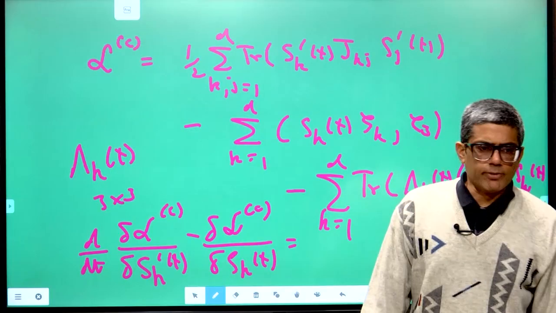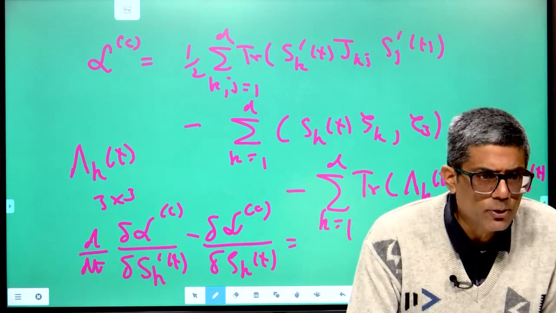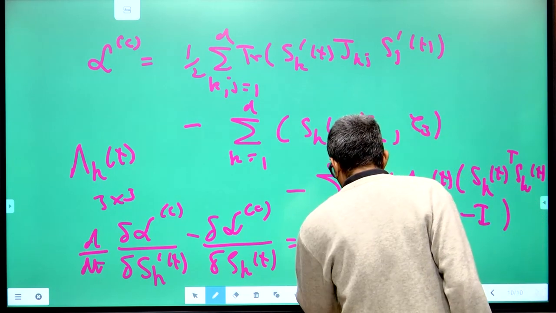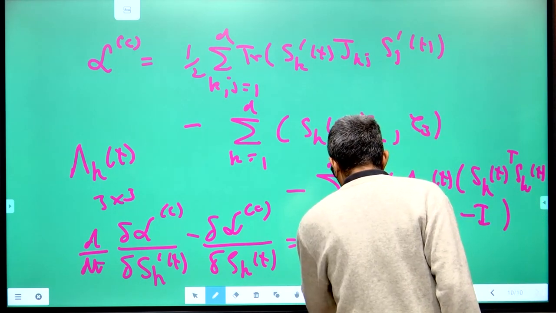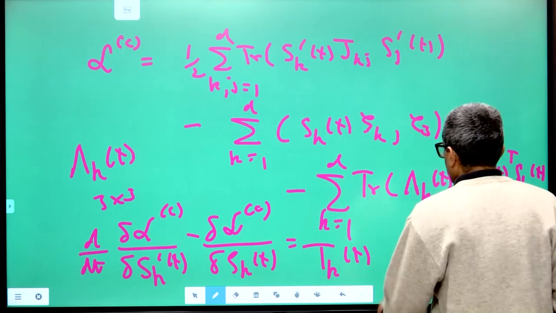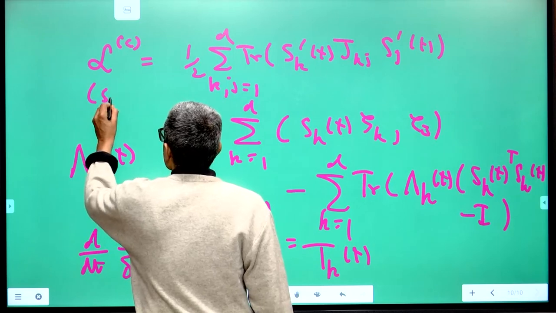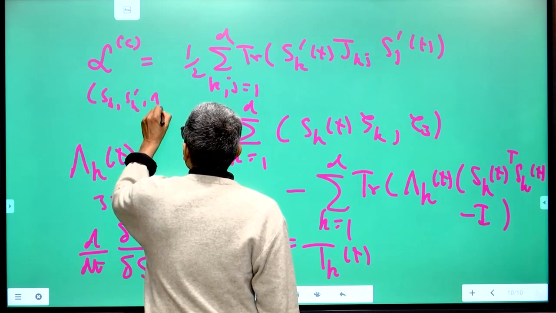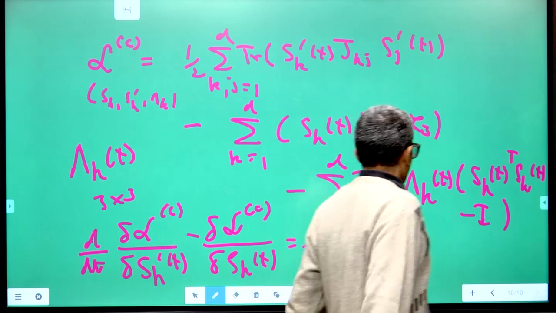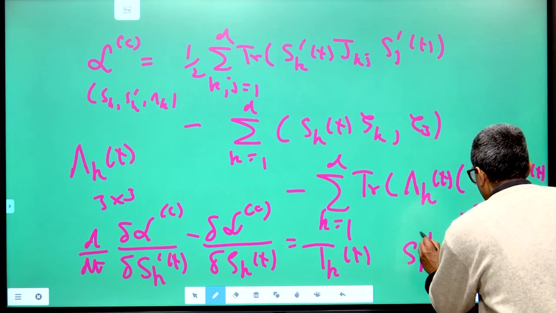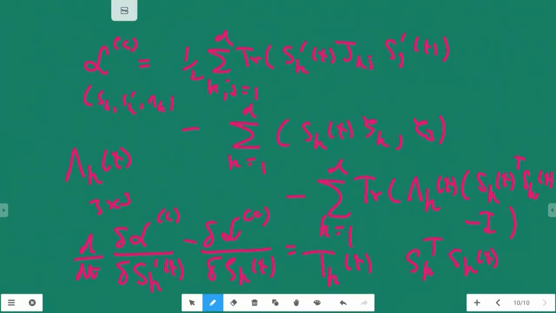is equal to 0. Now if there are no external torques, then you would equate this to 0, otherwise you will have to put a torque term. So, let us call it τ_k(t). So, this is the external torque, and likewise these Lagrange multipliers are to be regarded as functions of S_k, S_k' and Λ_k. So, if you take the variational derivative with respect to Λ_k, you simply get the constraint equations, namely S_k transpose S_k(t) is equal to identity for each k. So, these form a complete system of equations which can be solved for.